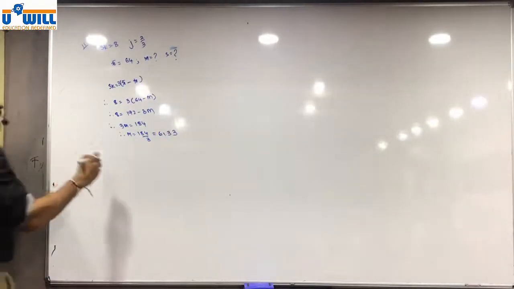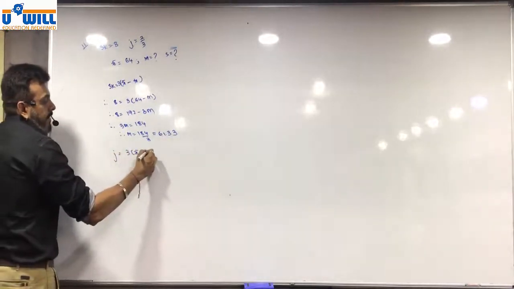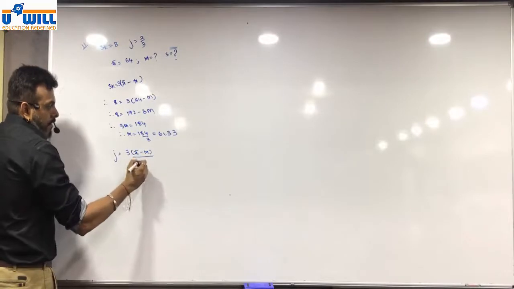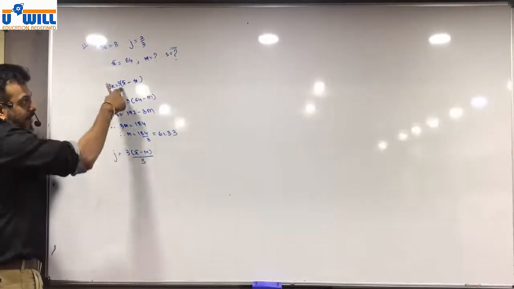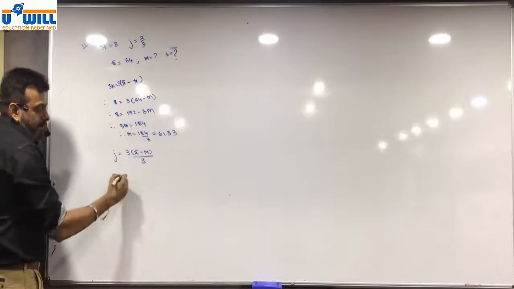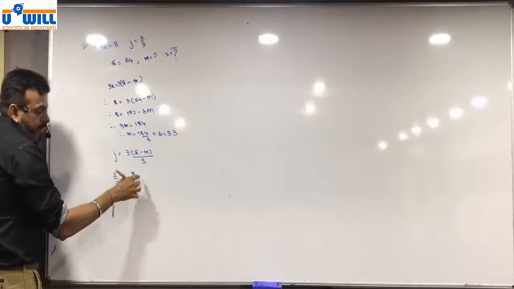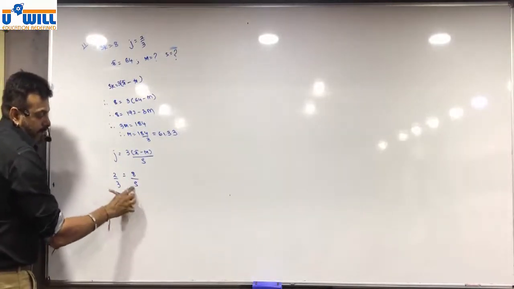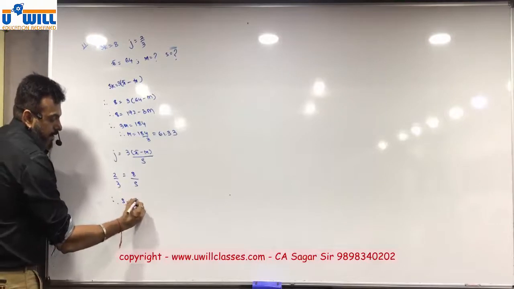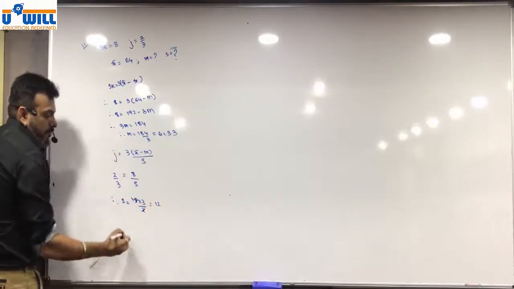Now, J is equal to 3 into x bar minus m upon S. Now, already 3 into x bar minus m, skewness, is given, which is 8. So, directly 8. 2 by 3 is equal to 8 upon standard deviation. We cross multiply. Standard deviation is equal to 8 into 3 divided by 2, which is equal to 12.